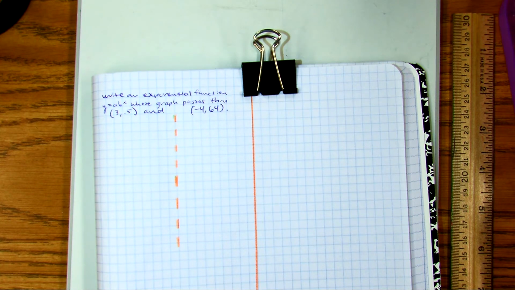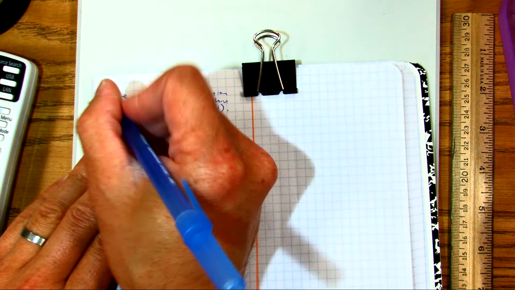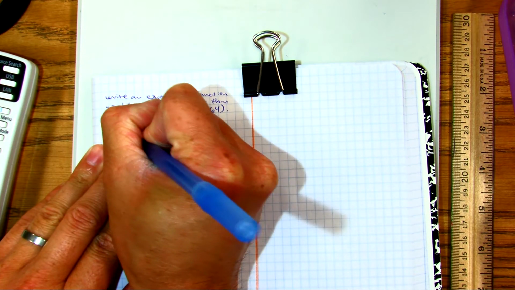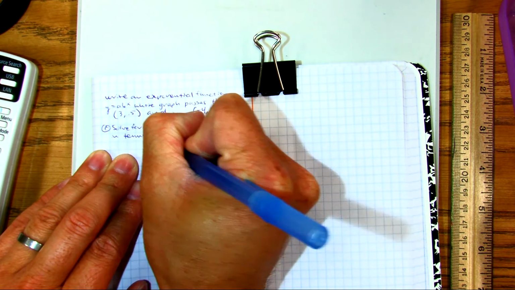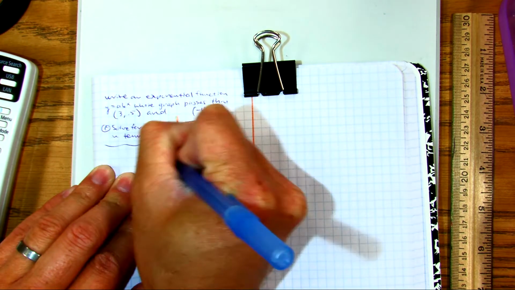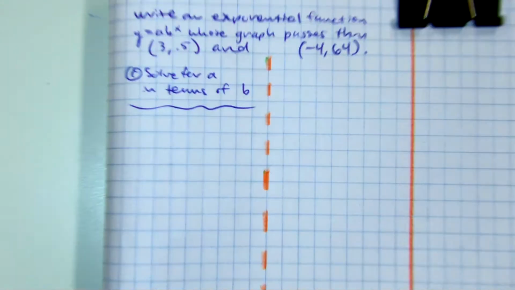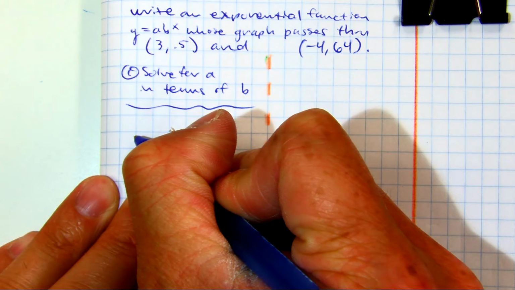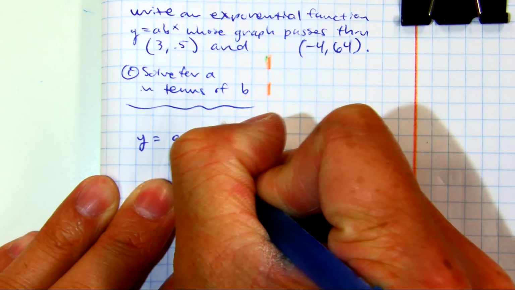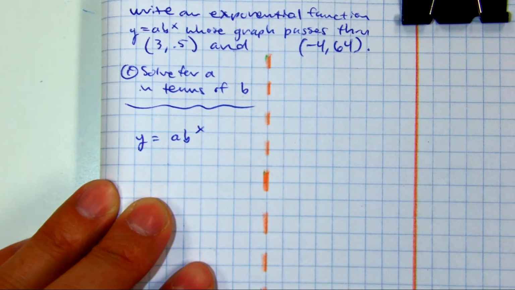Alright, girls, what's the first thing we're going to do? Solve for A in terms of B. Girls, what does that mean? Tell me what to write. Okay. And what do you know?